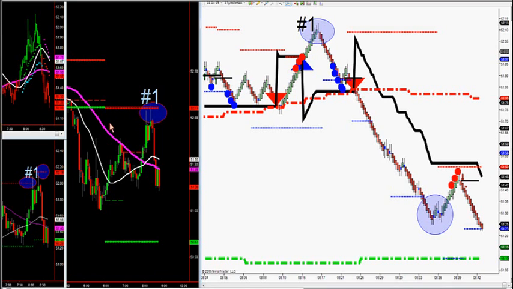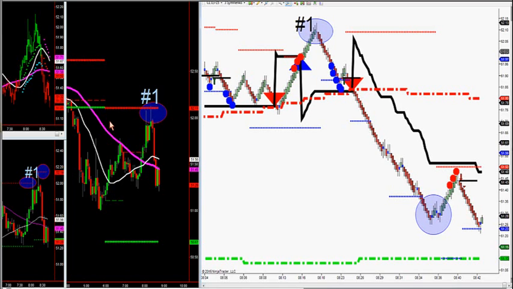The first thing you do is establish trend direction right away. When you first log in, no matter what, if you're a crude oil trader, that's the first thing you do: establish trend direction immediately so you know your bias.